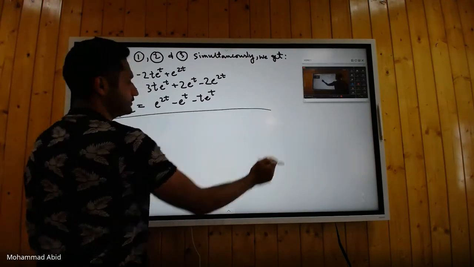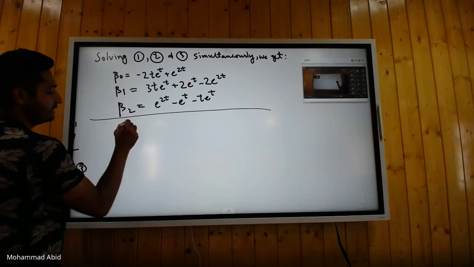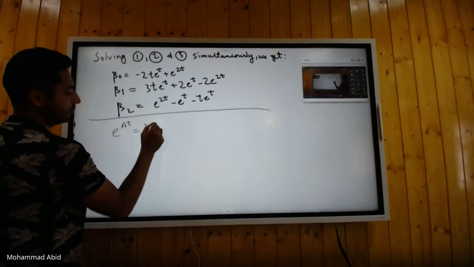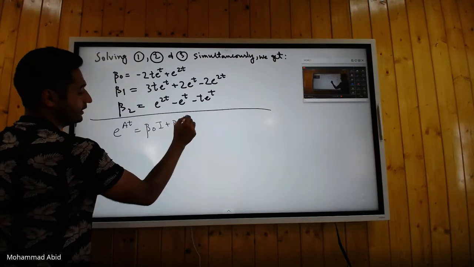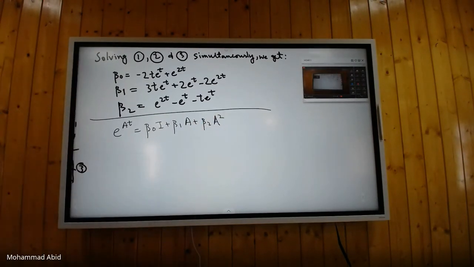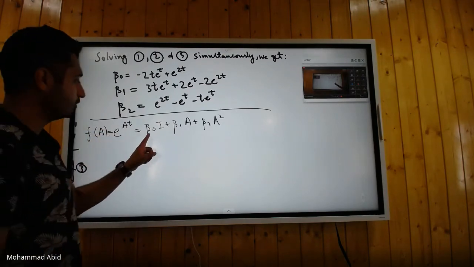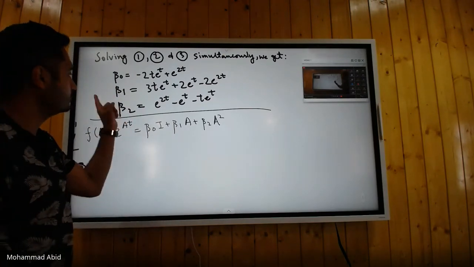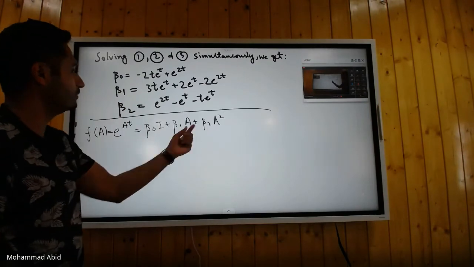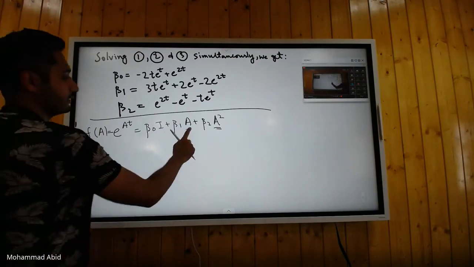So when you solve these three, आपकी जो इक्वेशन थी e to the power At, this was beta naught I plus beta 1 A plus beta 2 A square. ये है ना in matrix form. This was f of A. Beta naught you have, beta 1 you have, beta 2 you have, A also, और A square भी पता किया जा सकता है, isn't it?